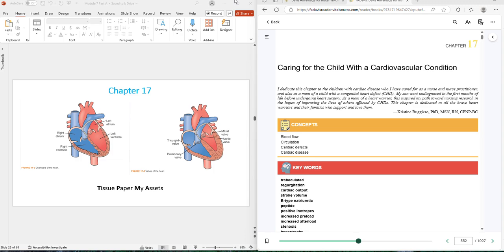We're going to be discussing Chapter 17 in your Davis book, Caring for the Child with a Cardiovascular Condition. This starts on page 552 in your book.